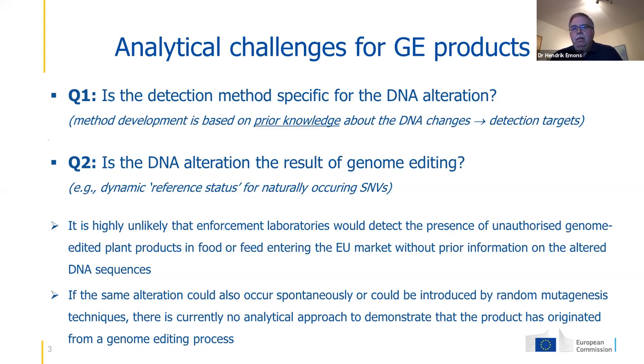And this is what we have already clearly said in our status report and prediction report of the ENGL of last year. It is very highly unlikely that enforcement laboratories would detect the presence of an unauthorized genome edited plant product without prior information on which altered DNA sequence to look at. And secondly, if the same alteration could also occur spontaneously, so naturally, then there is no analytical approach. We can put in as much research money as we want, but we cannot say, I have a product, and this is clearly a result of genome editing and not of a natural variation.